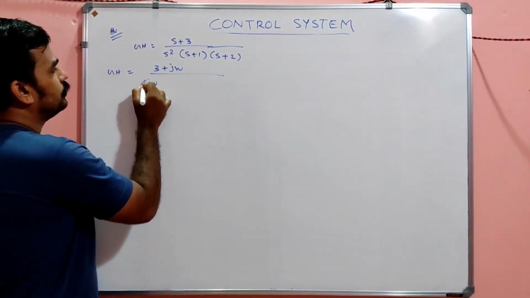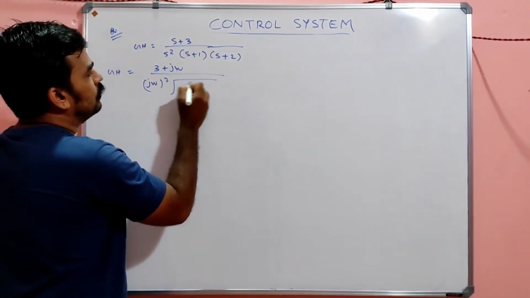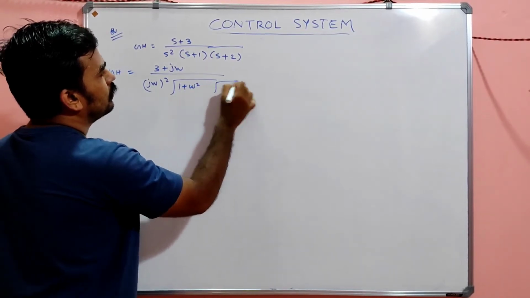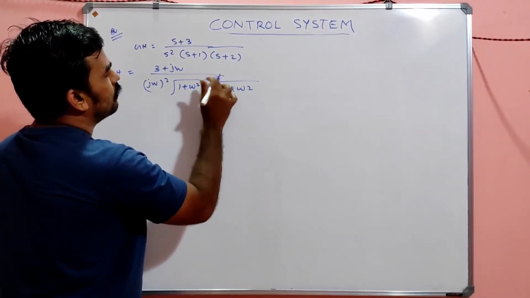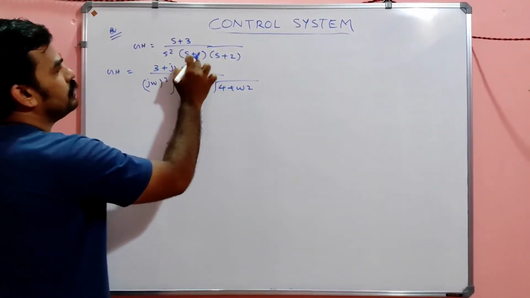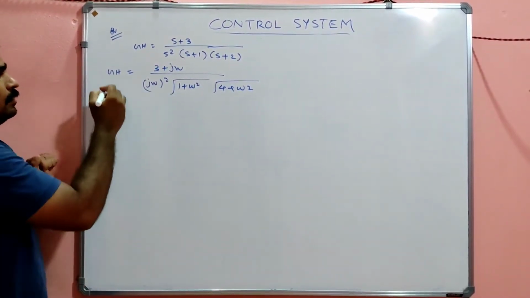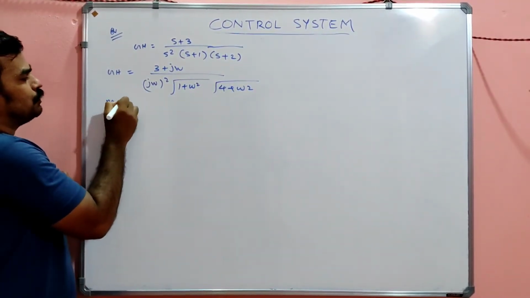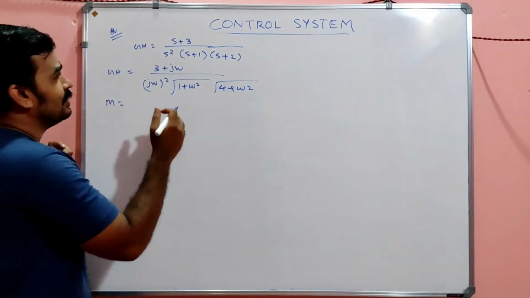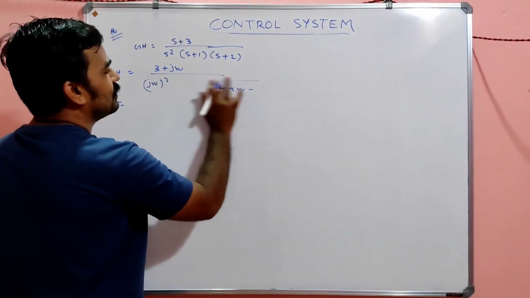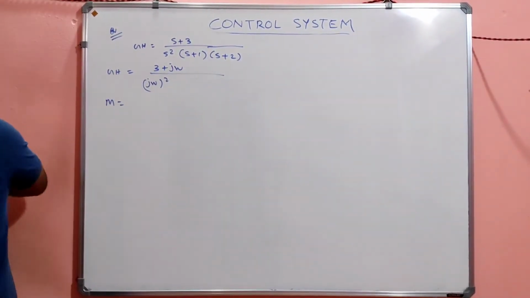So j omega the whole square, 1 plus omega square, 4 plus omega square, right? This magnitude is 4 plus omega, this magnitude is 1 plus omega square. So what will be the magnitude then, my dears? Sorry my dears, sorry. I directly wrote the magnitude, right?